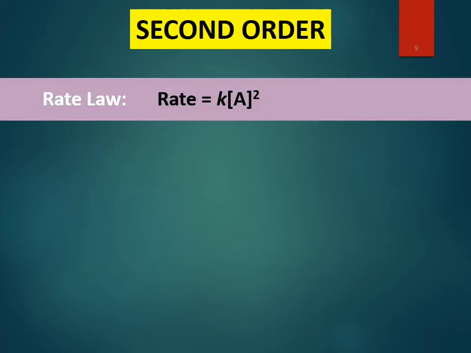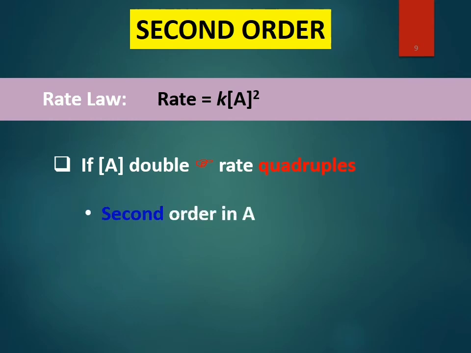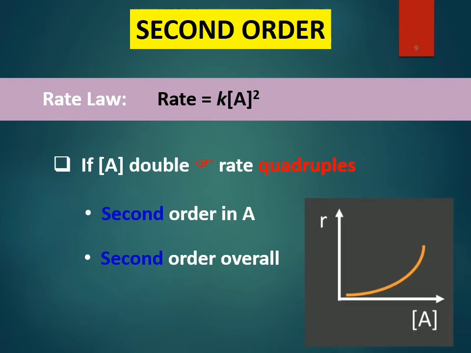Second order of reaction is when the rate is equal to k[A] to the power of 2. So the relationship is when my concentration of A doubles, my rate will quadruple. It means that when the concentration of A increases by 2 times, my rate of the reaction will increase by 4 times. So it is second order in A and second order for the overall reaction. And the type of graph I will get when rate is plotted against A is a curve.